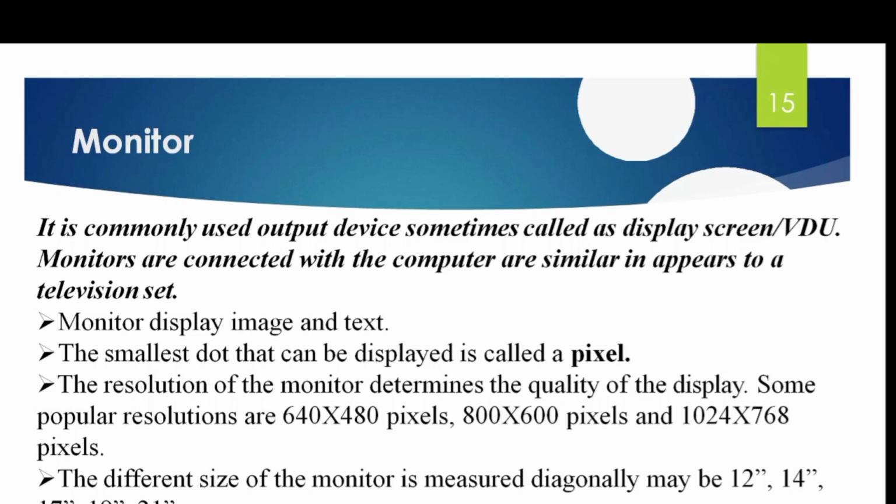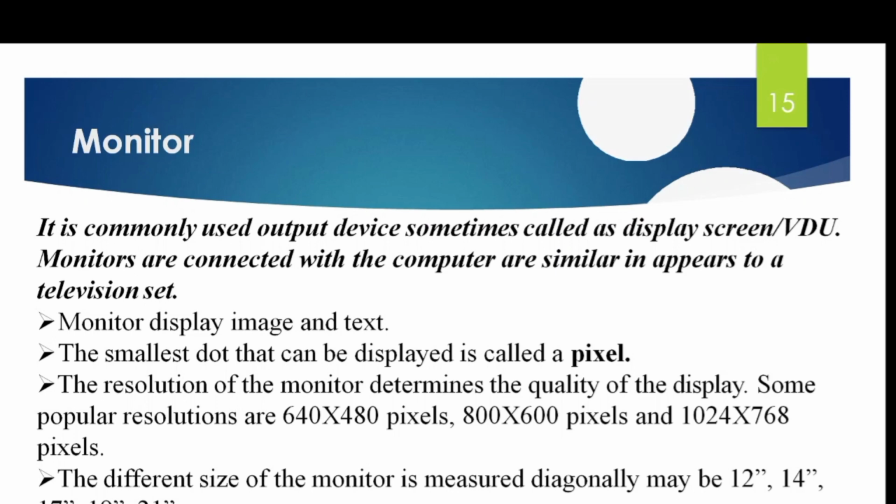Monitor. It is the most commonly used output device, sometimes called the display screen or VDU, visual display unit. Monitors are connected to the computer and are similar in appearance to a television set. Monitors display images and text. The smallest dot that can be displayed is called a pixel, meaning the monitor screen is made up of several dots. Those dots are called pixels.